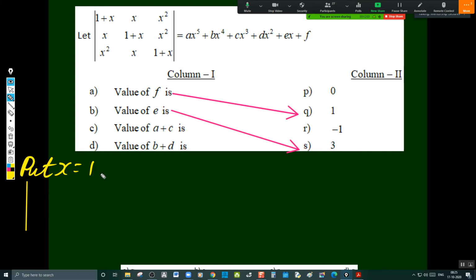Put x equal to 1, comma minus 1. It will not go lengthy, see once. Let me try the determinant 2 1 1, 1 2 1, 1 1 2. This is done, and this will become A plus B plus C plus D plus E plus F.